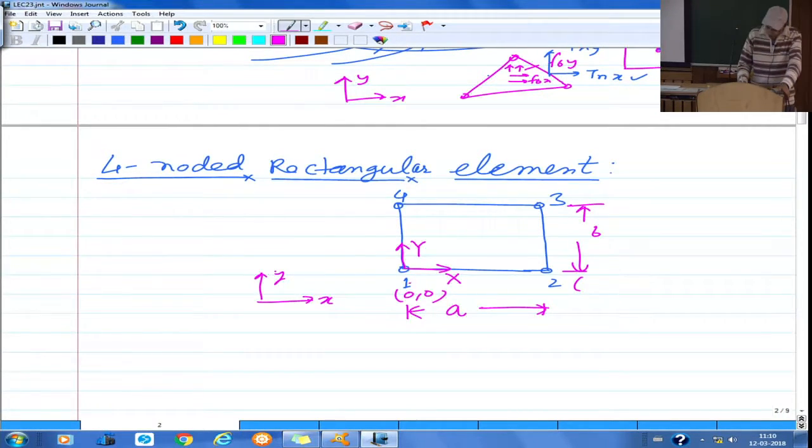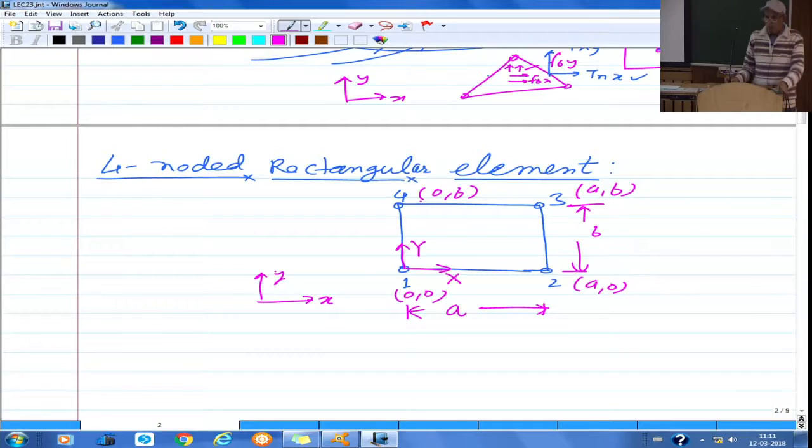So then the coordinates at this point in the local system, capital X capital Y, are going to be 0, 0, then A comma 0. The coordinates at this point would be A comma B. The coordinates at this point would be 0 comma B. And so these are the xy coordinates of these 4 corner nodes.